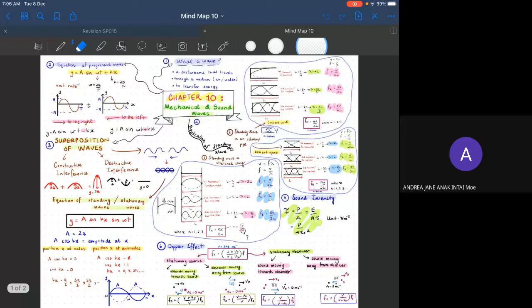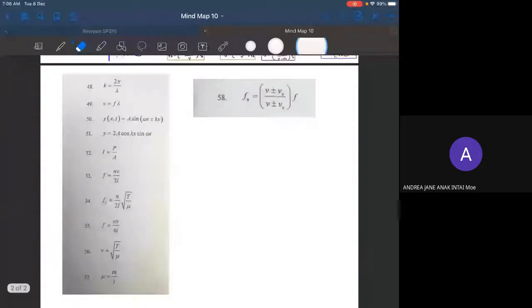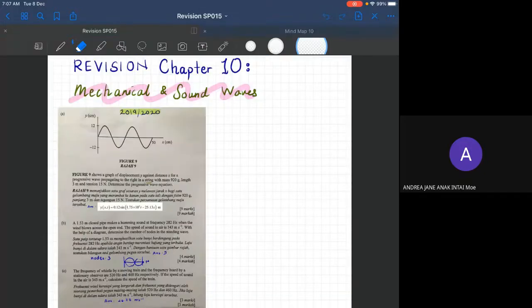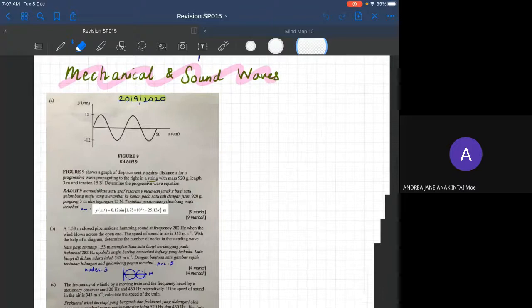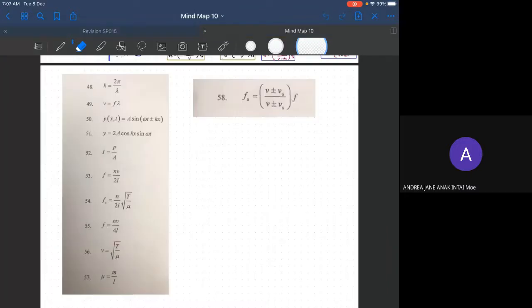So this is the mind map that I put already in the Google Classroom. So you can refer to it if you tak nak tengok nota kamu yang panjang-panjang tu. And then kita akan belajar jawab soalan ni guna list of formula yang dikasih dalam exam. But before that, kita akan buat soalan 3 years back, which is 2019, 2020 and so on lah. Okay, so before we do this, kita akan tengok dulu list of formula untuk chapter 10 yang dia akan kasih.